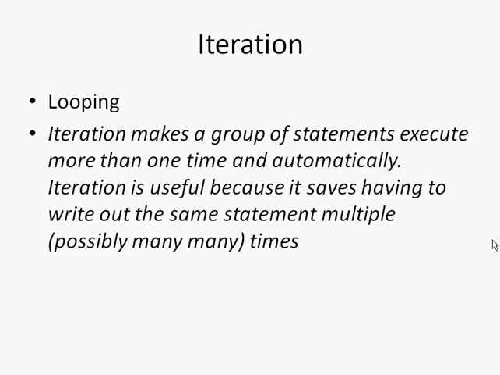Iteration is a key part of programming. We might also know iteration as looping, and once you've cracked loops, you'll feel that you really are starting to crack programming. Loops are such an important part of making efficient and maintainable programs. A good definition of iteration might be: iteration makes a group of statements execute more than one time and automatically. It's useful because it saves having to write out the same statement multiple and possibly many times.